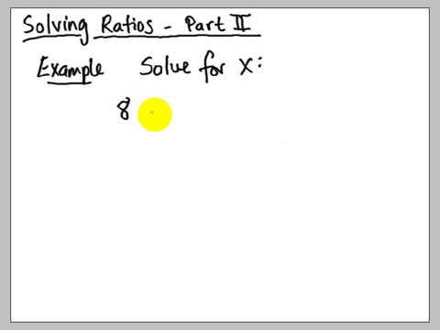8 equals x over 5. So you may think at first glance that this question is different than the kinds of questions we were just doing, right? First of all, what is the answer for this? When you look at this, you should say to yourself, what divided by 5 gives me 8? Well, that's pretty easy. It's 40, right? 40 divided by 5 is 8. So we know the answer is 40.